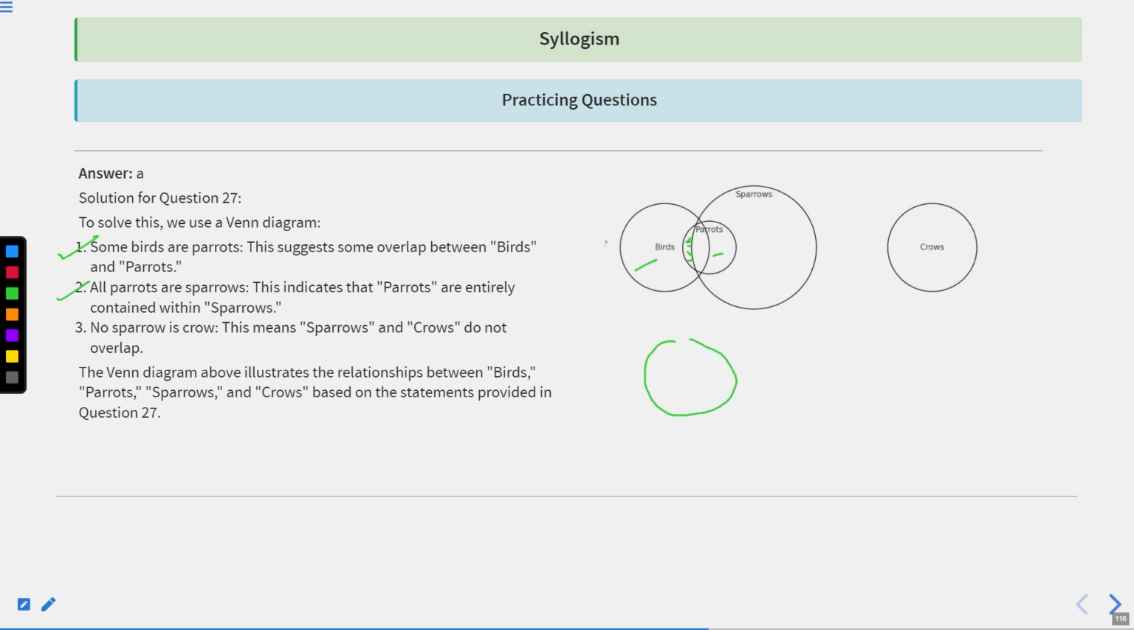So this is birds, this is parrots, and this circle is going to represent sparrows. In the third statement, no sparrow is crow. Obviously, this is the correct representation because there is no relation between sparrows and crows.